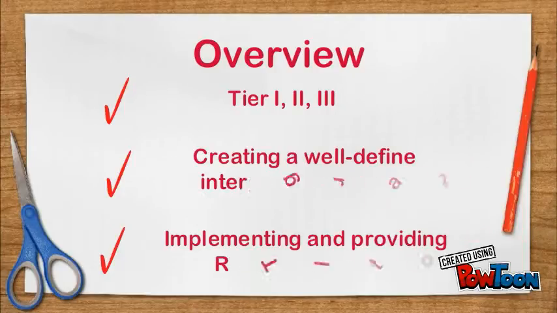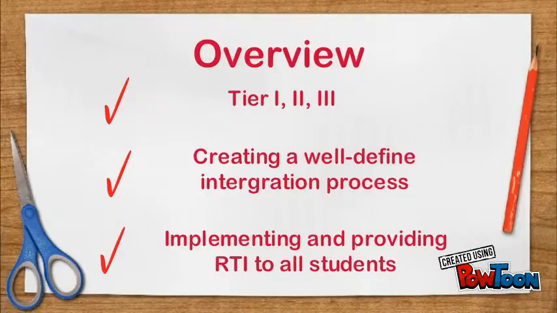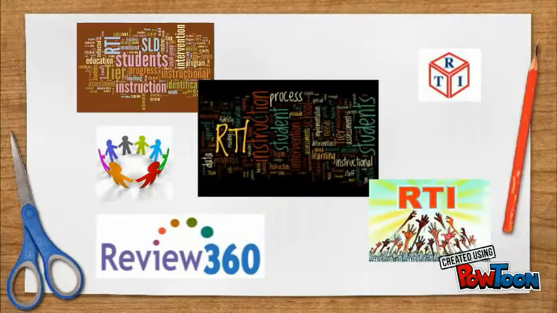Overview. Let's look at what we just discussed in Lesson 4. Tier 1, Tier 2, and Tier 3. Creating a well-defined integration process. Implementing and providing RTI to all students. These are the main steps needed in dealing with RTI tiers. And that concludes our Lesson 4. I hope you have learned the necessary steps in completing a well-defined RTI process.